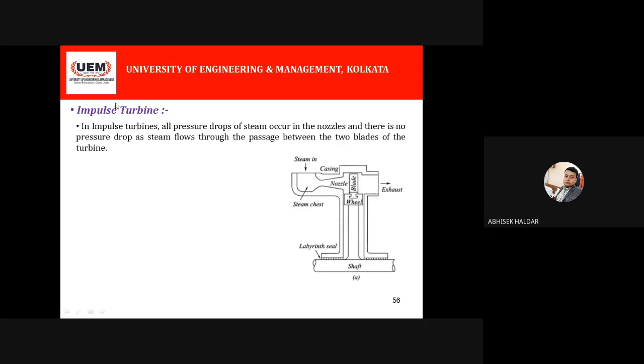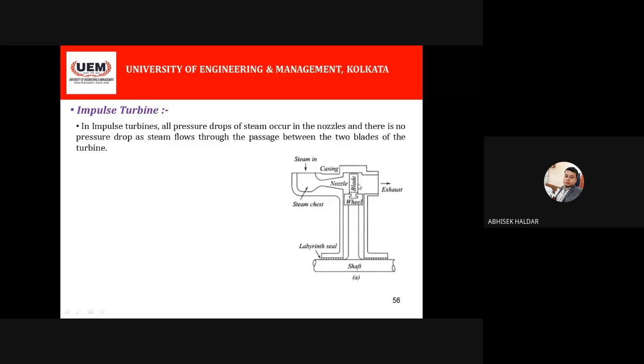So there is no pressure drop as the steam flows through the passage between the two blades. That means the main pressure drop will be in the nozzle, because the velocity is increasing in the nozzle, and that is at the expense of the pressure drop. Several times I have told. So the main pressure drop happens in the nozzle, and there will be no pressure drop in the blade. Is that clear? For the impulse turbine, there will be no pressure drop in the blade.